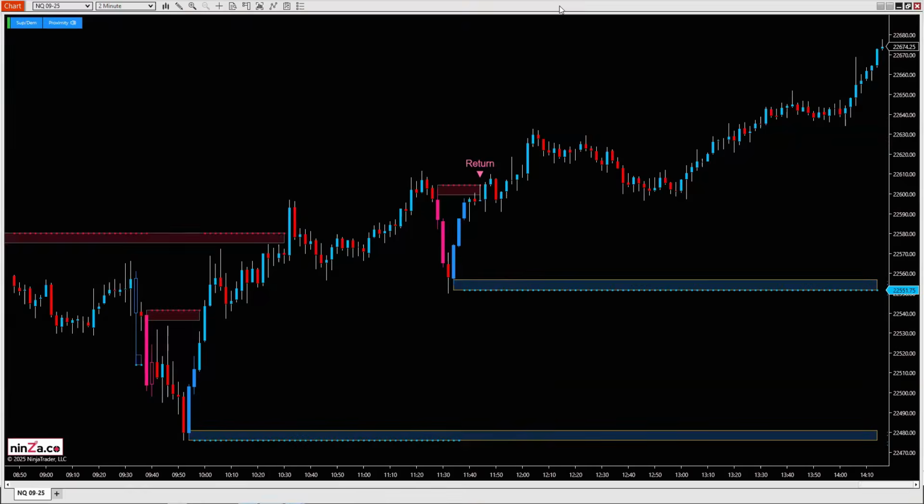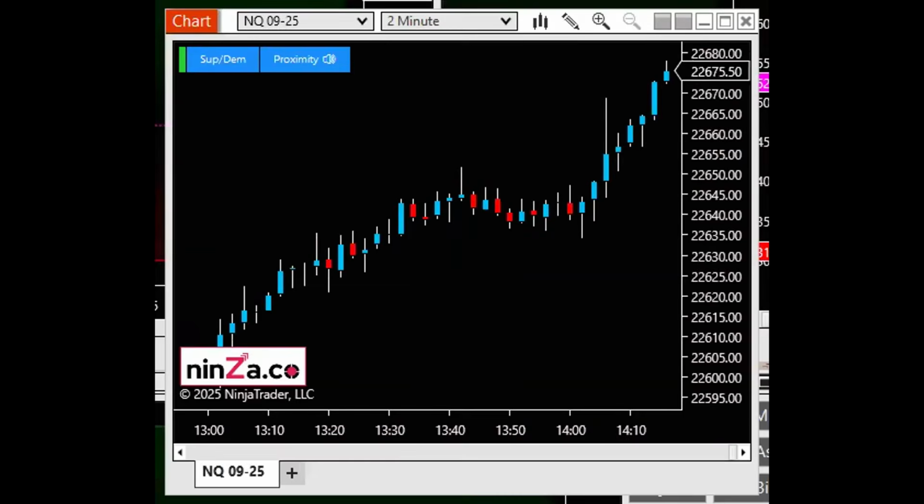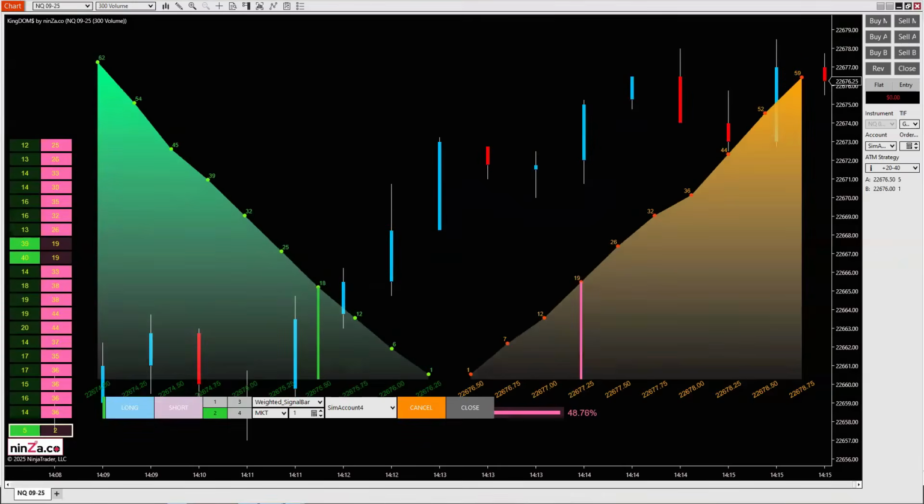Now let's take a look at the actual KingDOM chart. Hold on, bring it here, full size. Okay, share, boom. Okay, hold on one second.